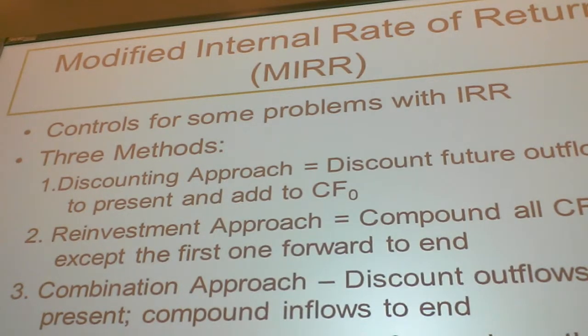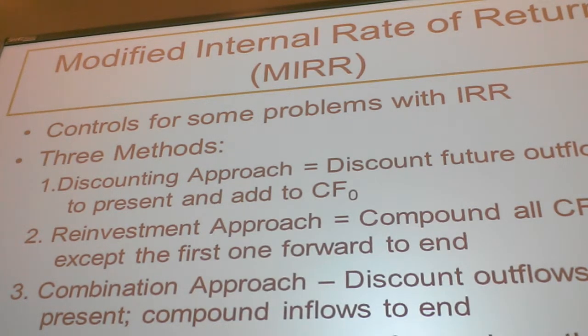All right, what happens if you could modify the internal rate of return? This is what this concept is called. It's the modified internal rate of return, and this tries to control for some of the problems with the IRR. There's three methods: the discounting approach, the reinvestment approach, and the combination approach.